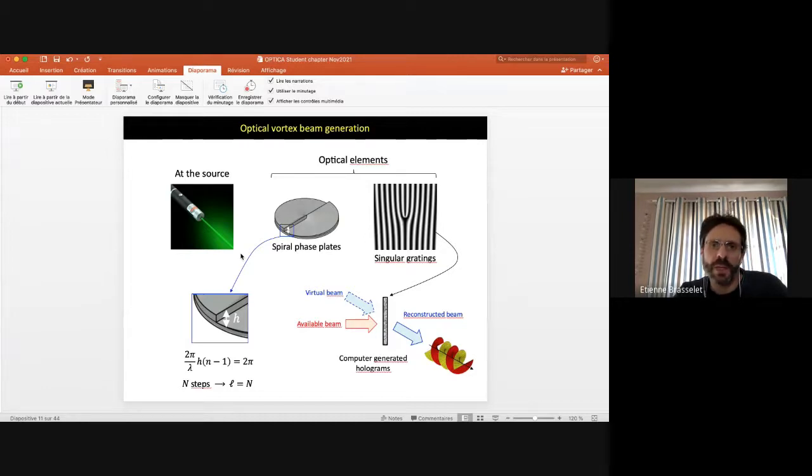common path to realize an optical vortex beam in order to do research or to develop some applications. The idea is to use optical elements that you place in the path of the given laser source, which will be a simple Gaussian beam, as shown, for instance, in that picture. The two kinds of elements are the so-called spiral phase plates, which is, I would say, a straightforward approach.